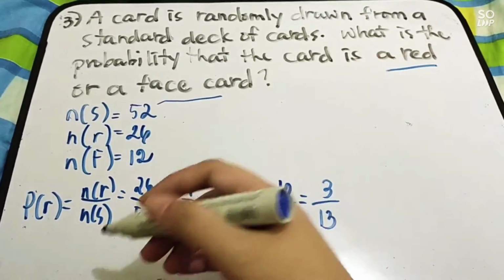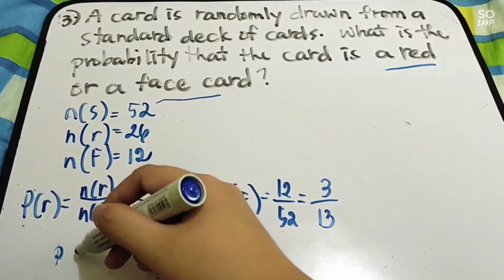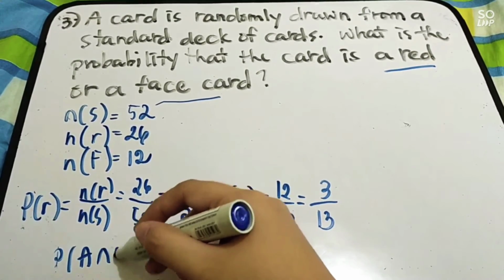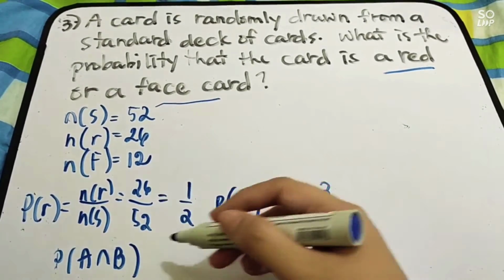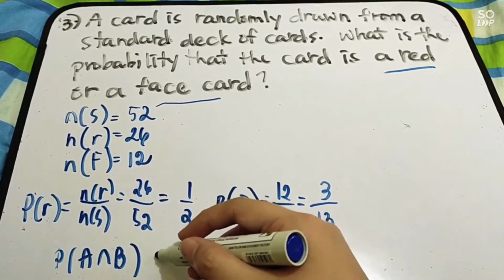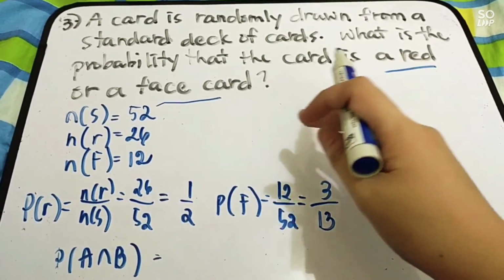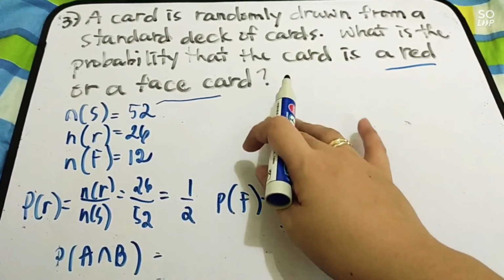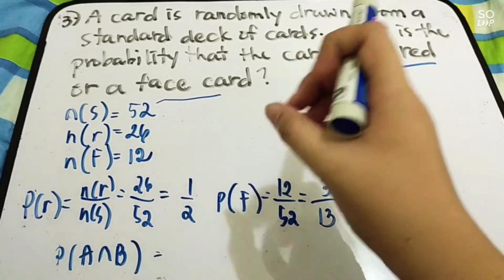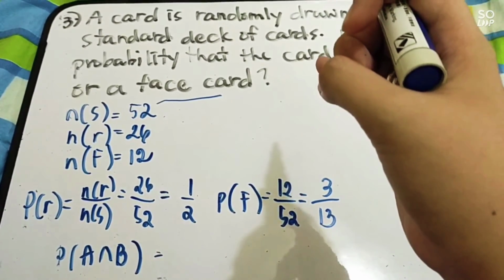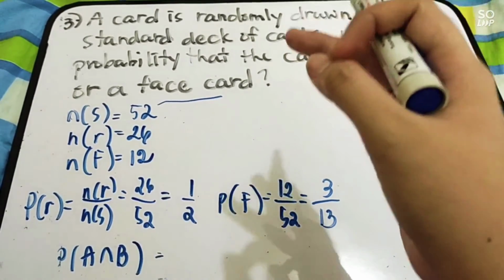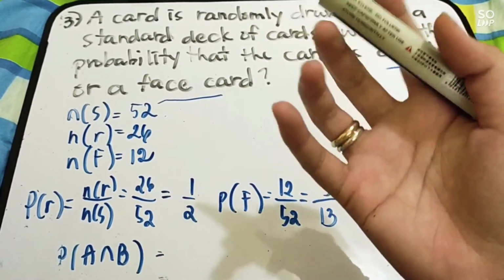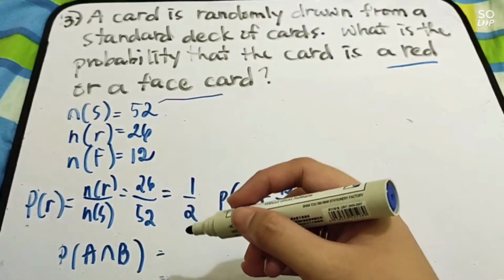So, since meron tayo intersection, now, let us find the probability of A intersection B. Okay? So, the intersection of A and B, ilan ba yung face cards na color red? So, ang mga face cards na color red, that is King of Hearts, King of Diamonds, Queen of Hearts, Queen of Diamonds, Jack of Hearts, and then Jack of Diamonds. So, yun yung mga red.